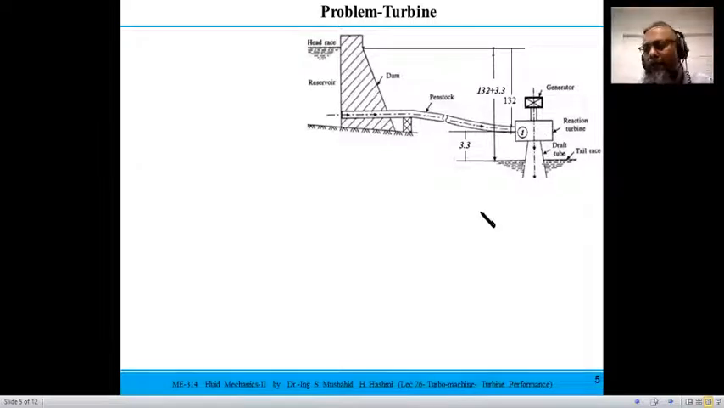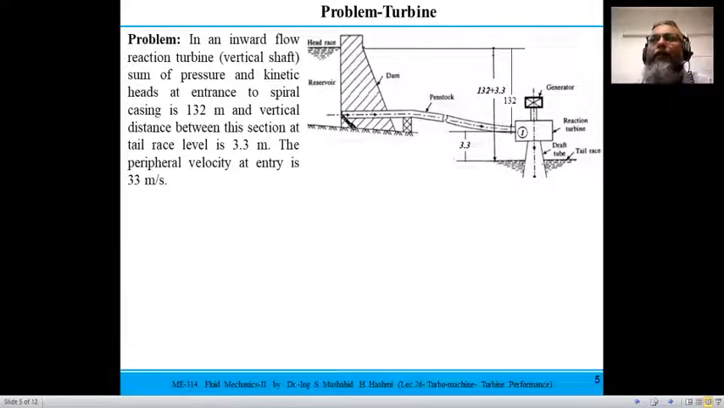So this is a typical arrangement for the hydraulic turbines. The question here is you have an inward flow reaction turbine, which is a vertical shaft turbine. The sum of the pressure and kinetic head at the entrance to the spiral casing is 132 meter. The pressure and kinetic head altogether is given as 132 meter here, and from this section to the tail race the vertical distance is 3.3 meter.